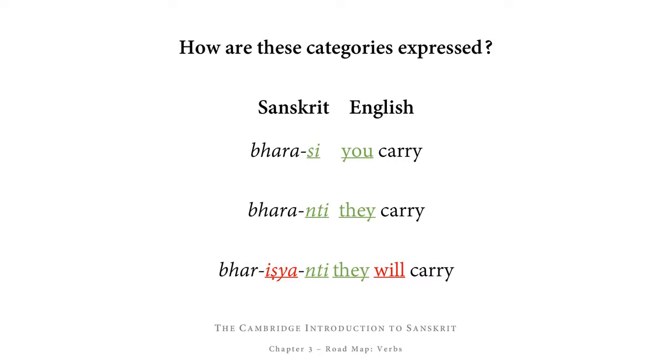Similarly, if I want to express a different tense, then in English I will do that by adding another little word in front of my verb. So not "they carry" right now, but "they will carry" at some point in the future. In Sanskrit, again, I do not use an independent little word that I add in front of my verb, but rather I use something that I stick into my verb form in front of the ending expressing "they." Bharanti is "they carry," bharishyanti is "they will carry."